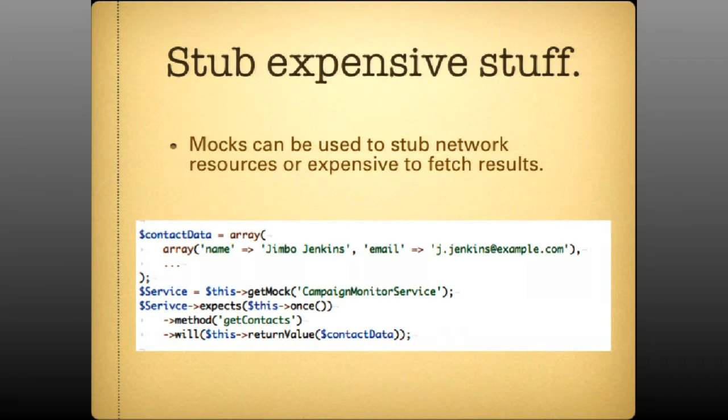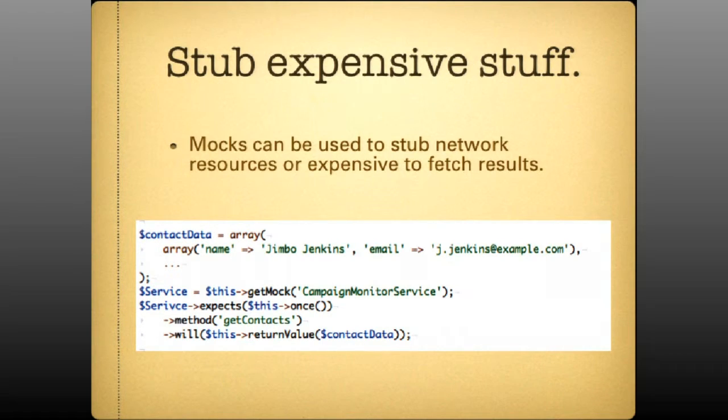You can stub expensive stuff. I have to deal with Campaign Monitor. Campaign Monitor is slow, and it falls down. So I have some contact data. Actually, Campaign Monitor is not really that slow. That's mean to say. But it has fallen down on me.